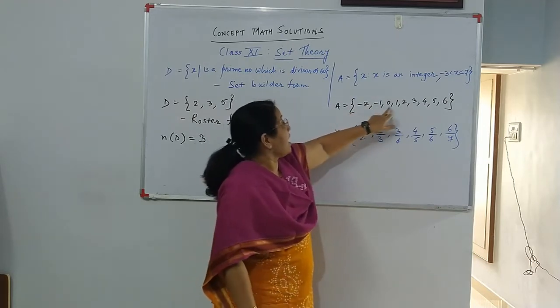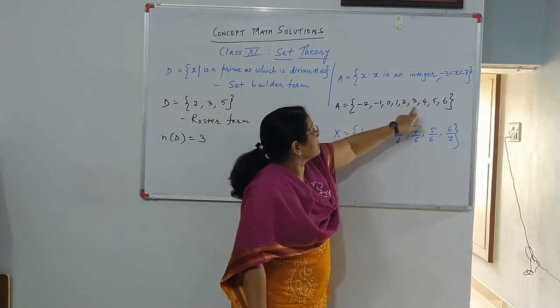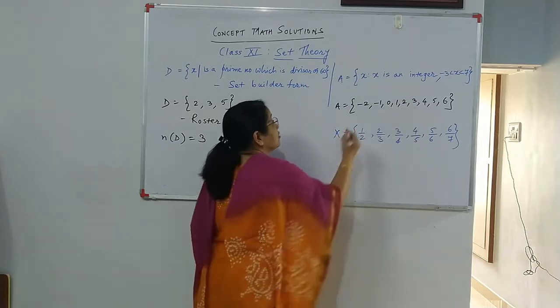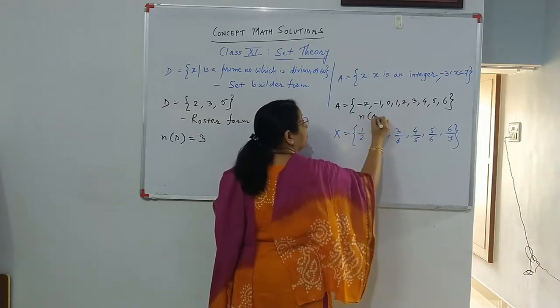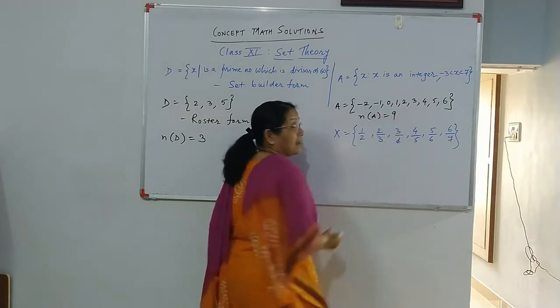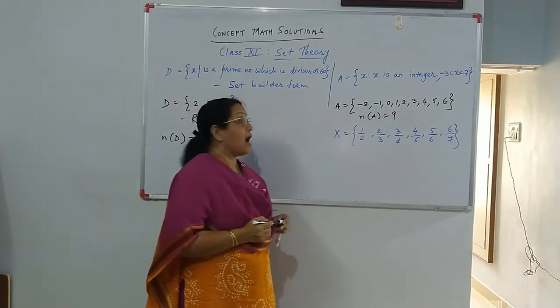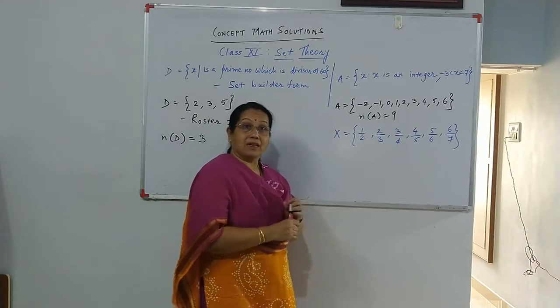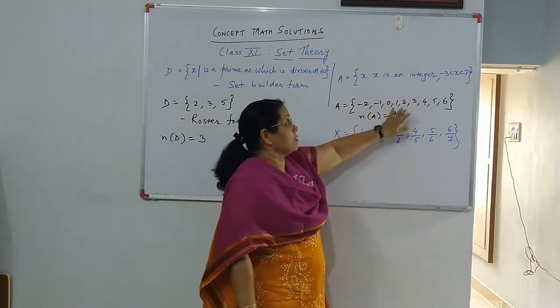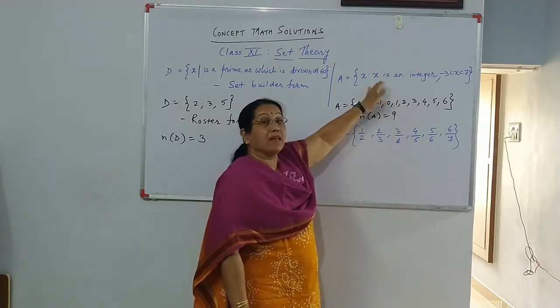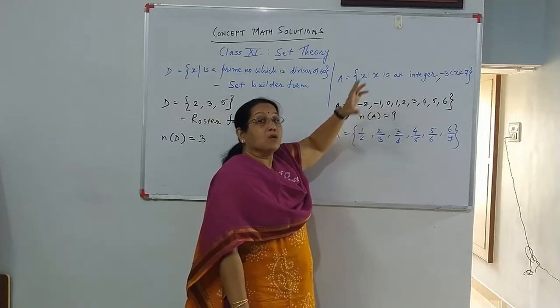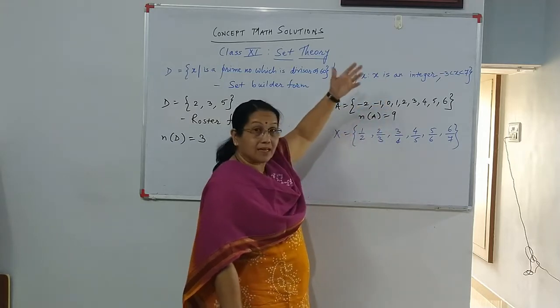Now this set has 3, 6, and 9 elements. So we write the number of elements in A as 9. When you have a set, it can be written in two forms, set builder form and roster form. Set builder form can be converted to roster form, and roster form can be converted to set builder form.